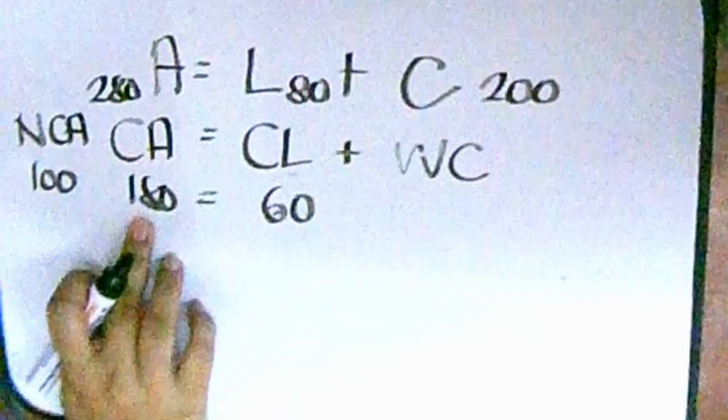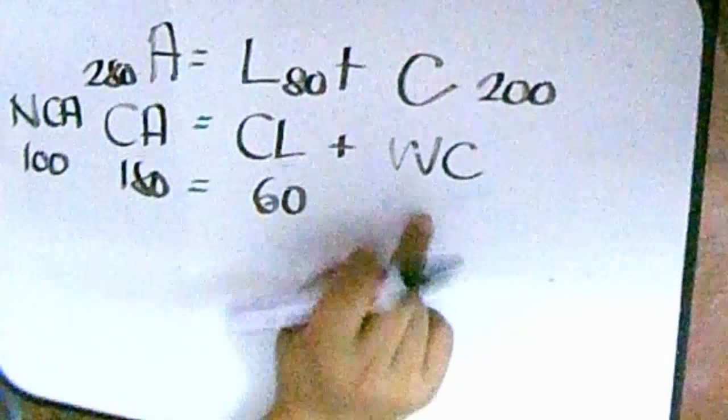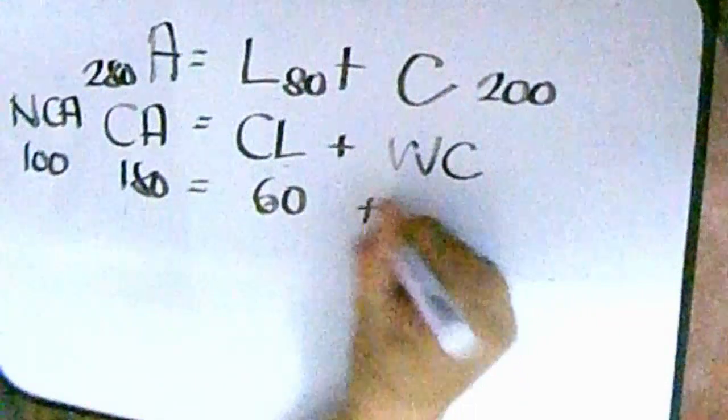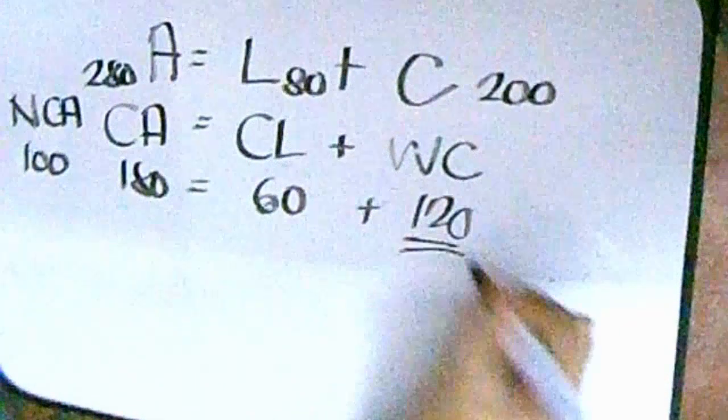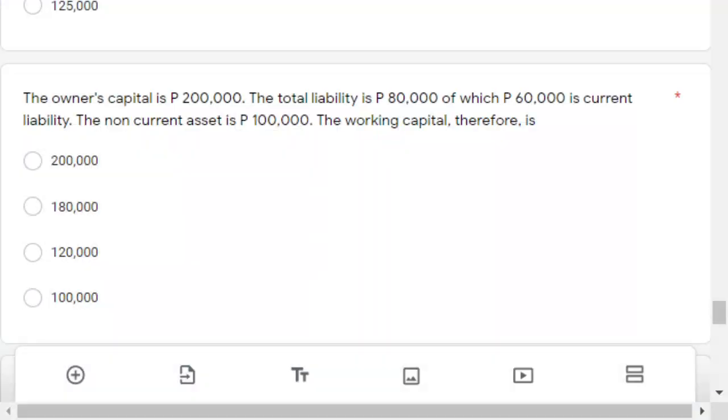So, mangyayari ganito. Meron tayong 180 dito, meron tayong 60. So, ibig sabihin, magkano ito? Itong working capital natin. So, yung answer natin dyan is 120,000 pesos. Kukunin nyo lang yung portion ng current kasi yun naman yung kailangan natin para makuha yung working capital. So, next.